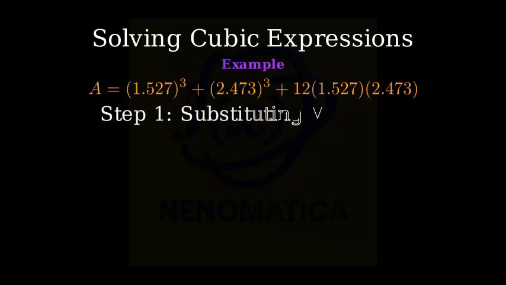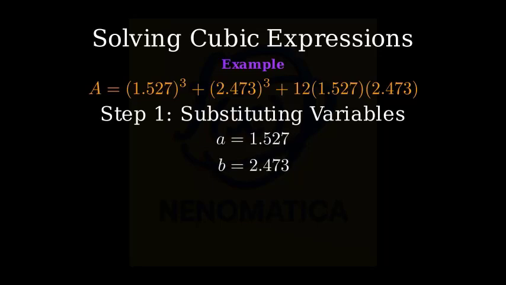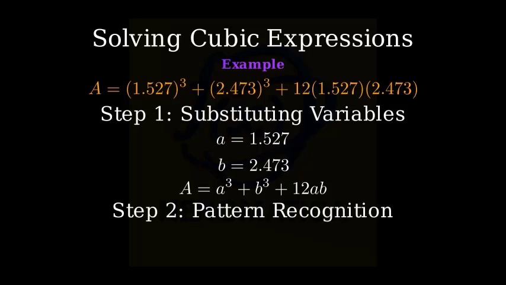Let's start by substituting some variables to make this problem easier to work with. We'll let a equal 1.527 and b equal 2.473. Now we can rewrite our expression, A, as a cubed plus b cubed plus 12 times a times b. Now, let's notice something interesting about our values of a and b. If we calculate a plus b, we get 1.527 plus 2.473, which equals exactly 4.